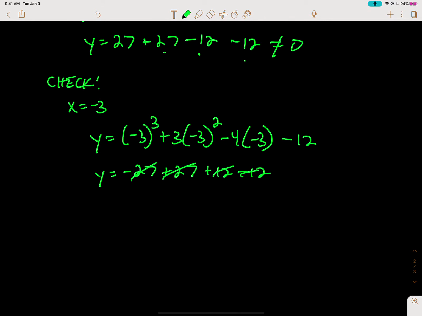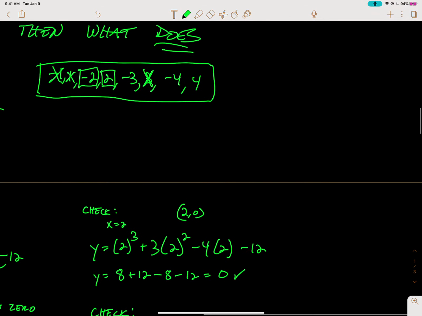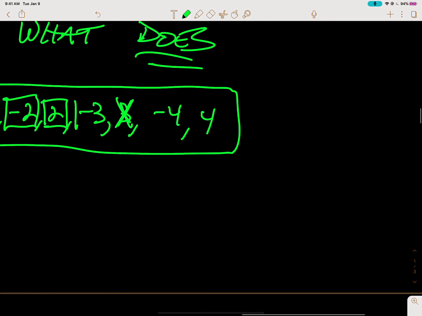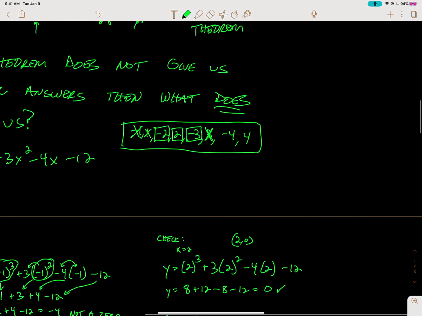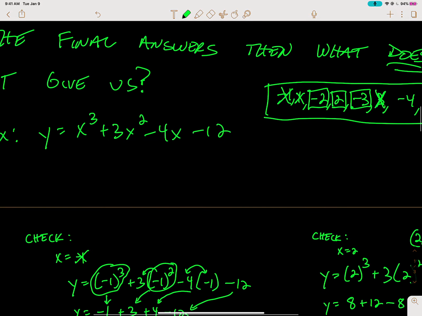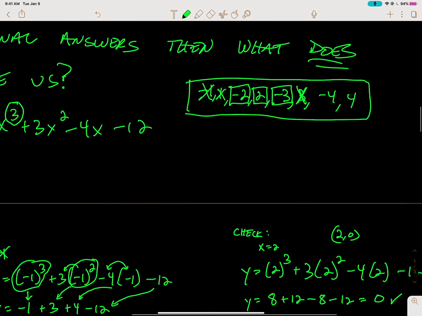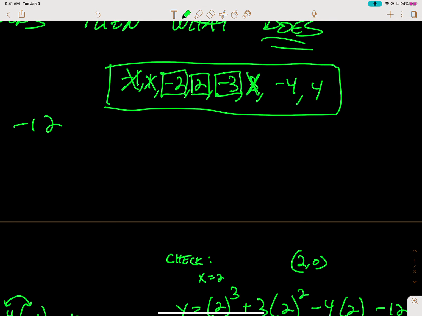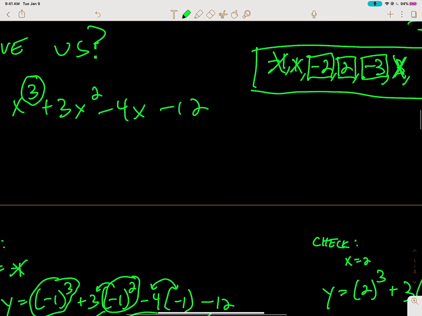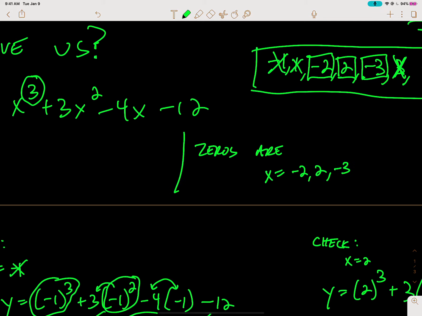These equal 0, so indeed this one works, it equals 0, and here's where your knowledge of polynomials will really help. You don't have to test negative 4 and 4. This was a degree 3, and we know that degree 3 can have at most 3 factors, at most 3 zeros. We found 3 zeros, we're done. Those are our zeros. So the zeros are x equals negative 2, 2, and negative 3.